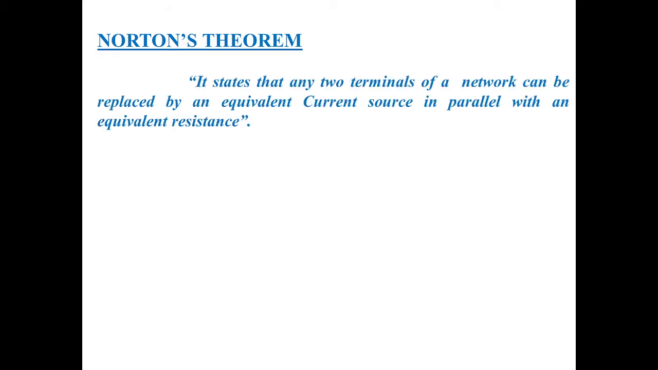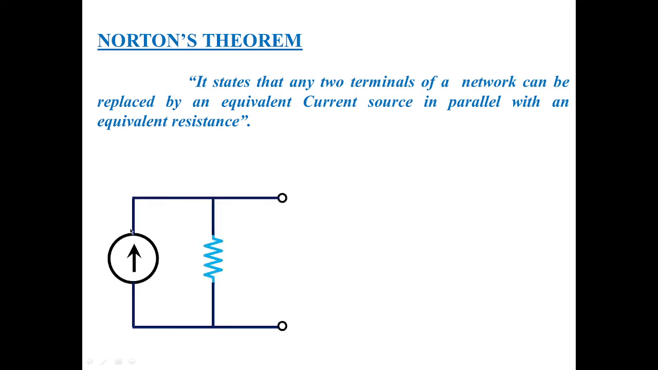When you look at the definition of Norton's theorem, it states that any two terminals of a network can be replaced by an equivalent current source in parallel with an equivalent resistance. So this is how Norton's equivalent circuit looks, where you have I Norton and R Norton. How to find I Norton and R Norton is the challenge.